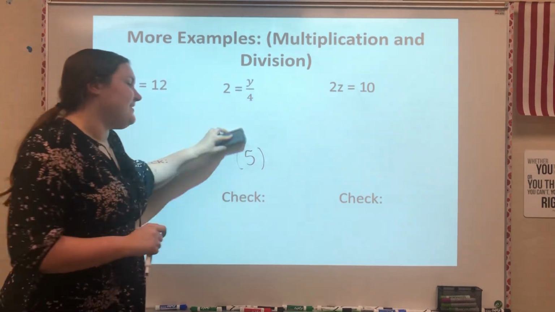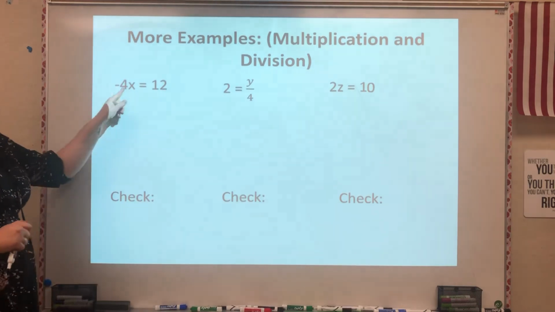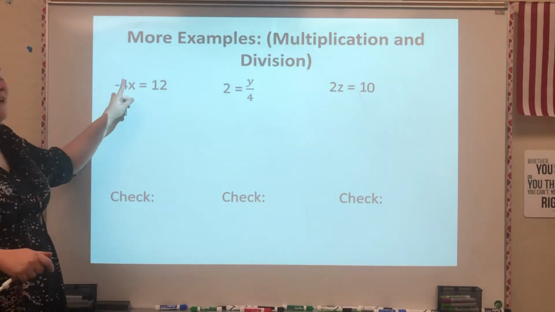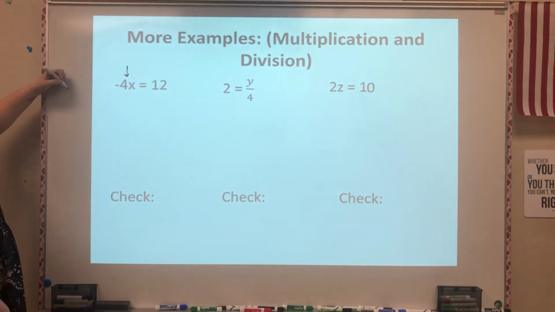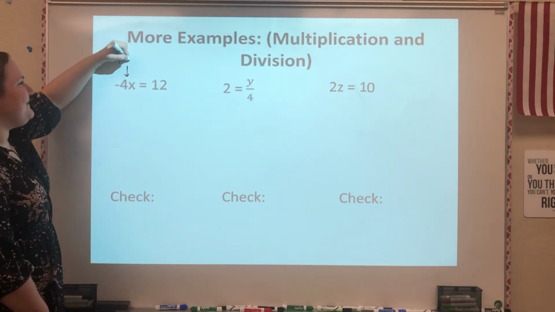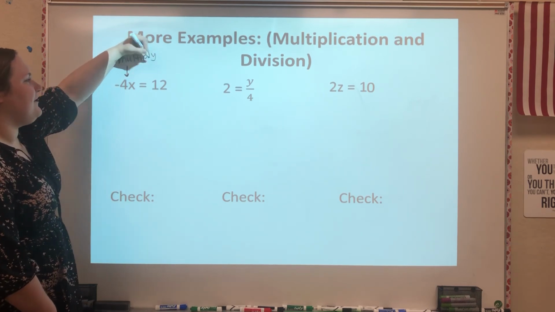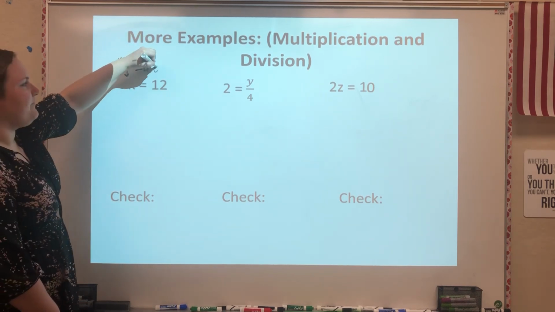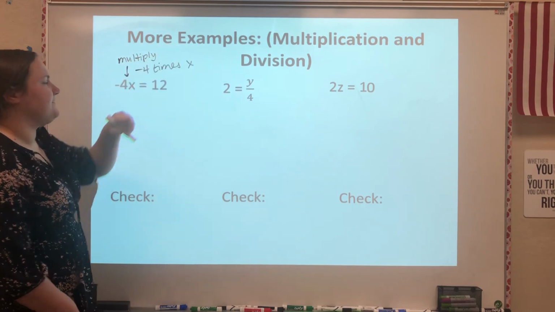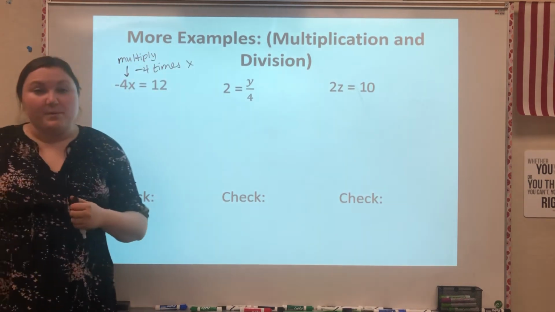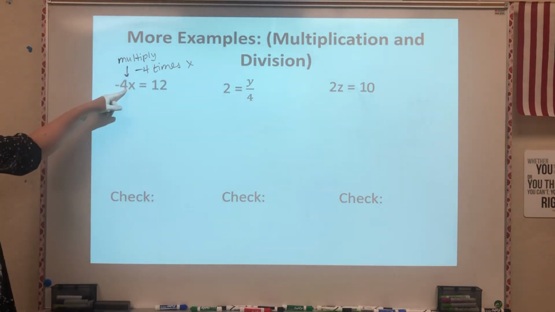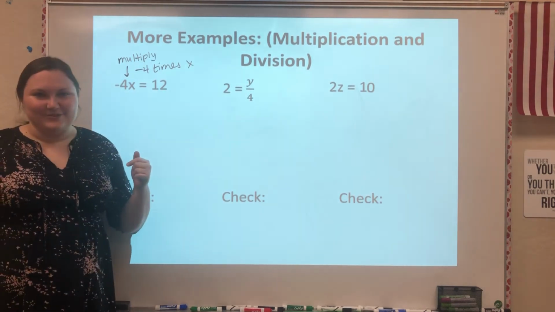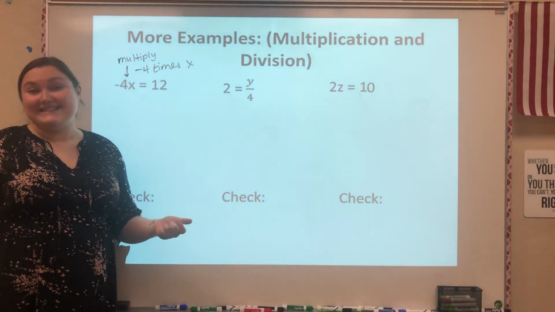The idea here is the same. If I've got negative 4x, that means negative 4 times x. If that's something you don't already know, I would definitely make a note in your notes that right there means multiply. It means negative 4 times x. Now that's important to know because remember when we're solving, we're always doing the opposite. So I need to know that this means multiplication because if I know it means multiplication, then I know what I need to do. The opposite of multiplication is division.